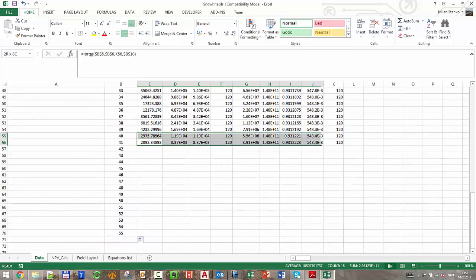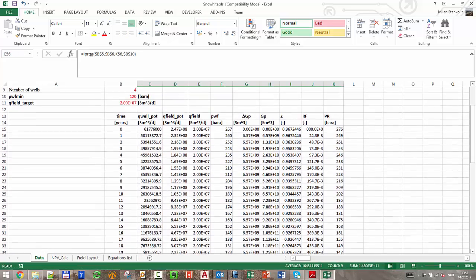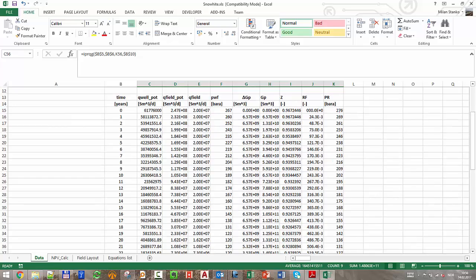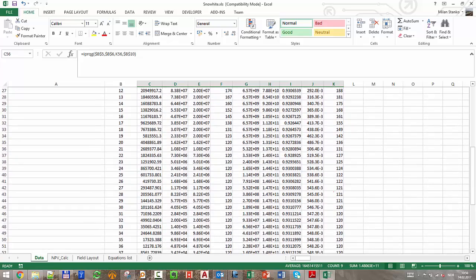Okay, because it can go all the way. Yeah, here we have what happened here. Reservoir pressure is doing something strange. Okay, so why did it reach 120 and stay there? That's something that is not correct. Okay, what is happening here?